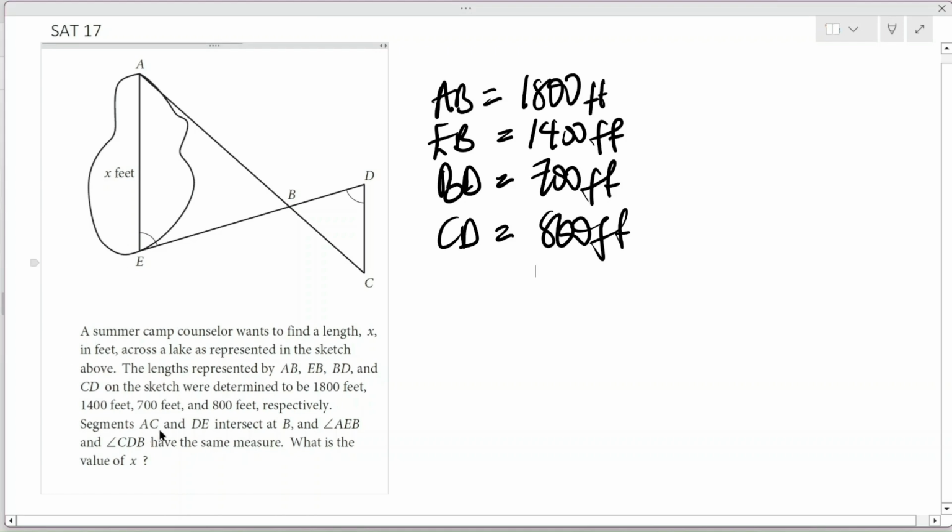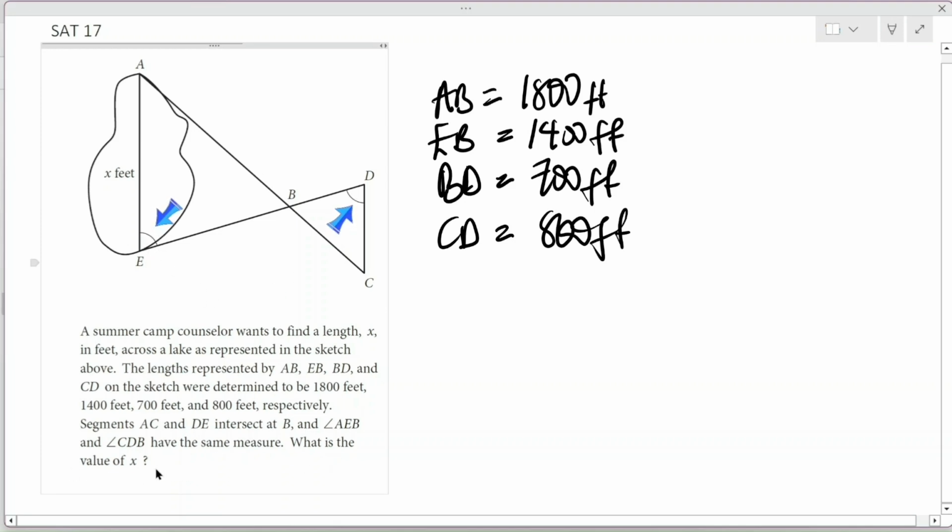Segments AC and DE intersect at B. You have AC and DE meet at B. The two lines meet at B. And angle AEB, with E in the middle, E to A to B, and angle CDB. You pick the D in the middle to know where the angle actually lies. This is D to C and to B. These angles have the same measure. That means this angle and this angle are the same.